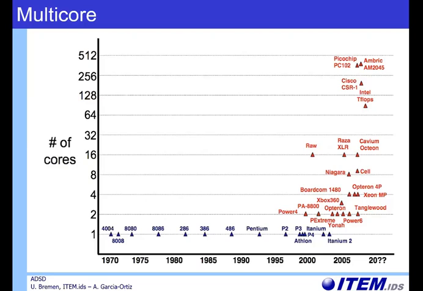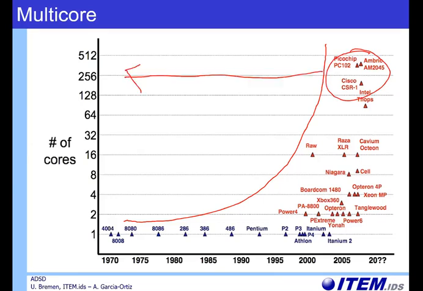Yes, you see here this exponential increase in the number of processors. In fact, today you can have processors with 200, 500 elements working in parallel. This is our goal, to be able to develop such a system.